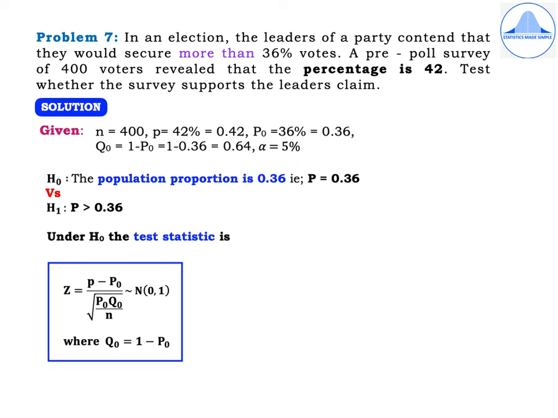This particular test is a right tail test because in the problem they have asked you to check that the leaders of a party contend that they would secure more than 36% votes, which means it is greater than. So under H naught, the test statistic is Z equal to P minus P naught by root of P naught Q naught by N, which follows normal 0, 1, where Q naught is equal to 1 minus P naught.